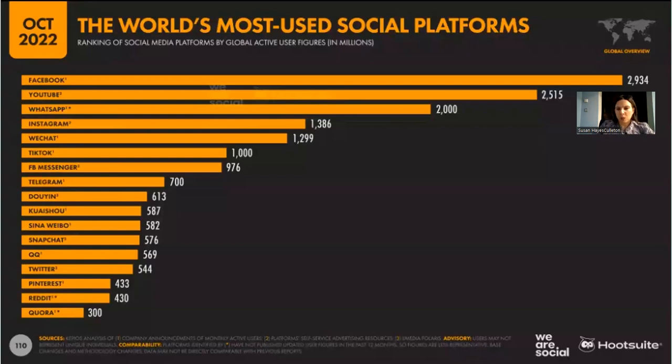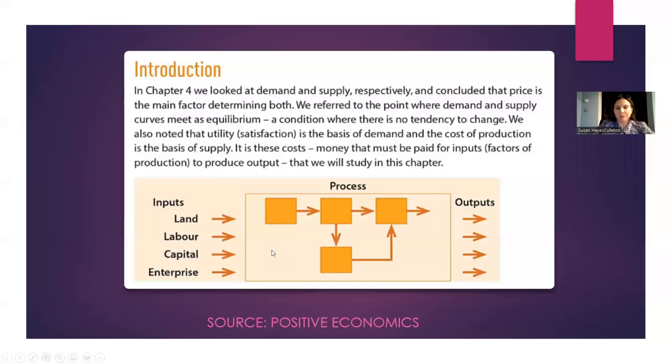Okay, so moving on from there. Now let's look at this from the context of the factors of production. Like I mentioned here, chapter 4 talks about the market economy, and it's very much an introduction.